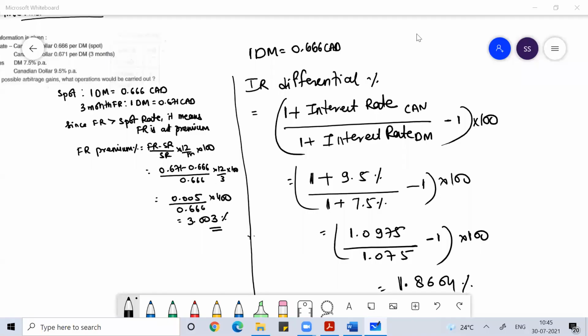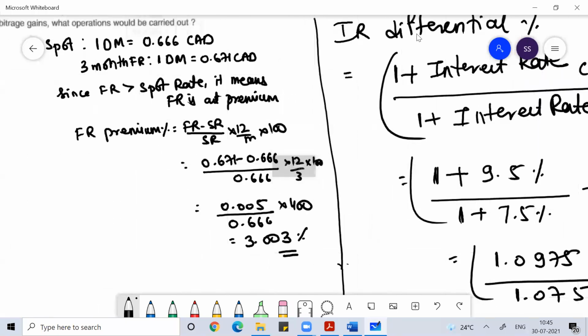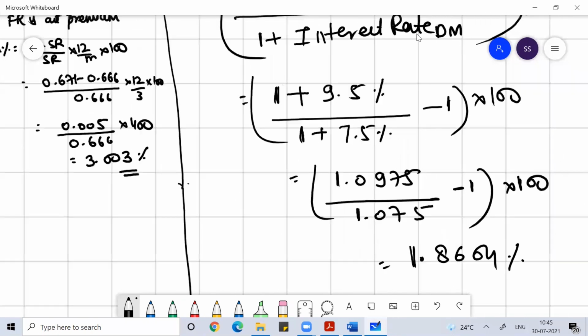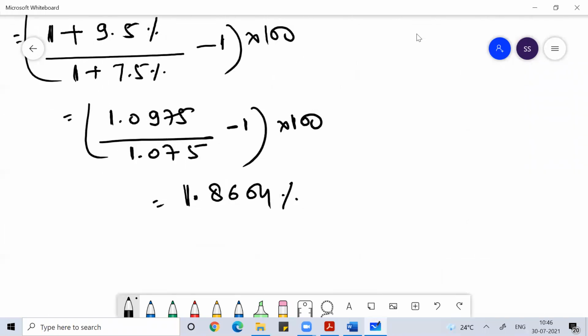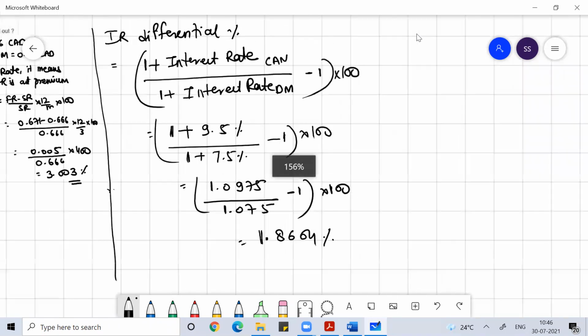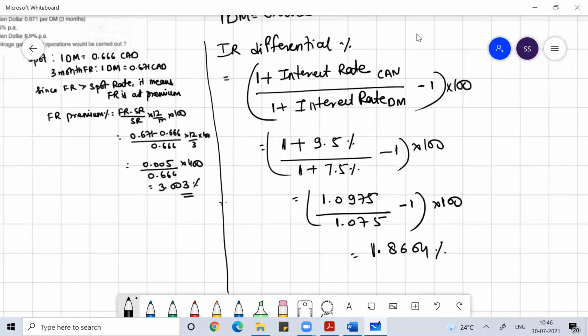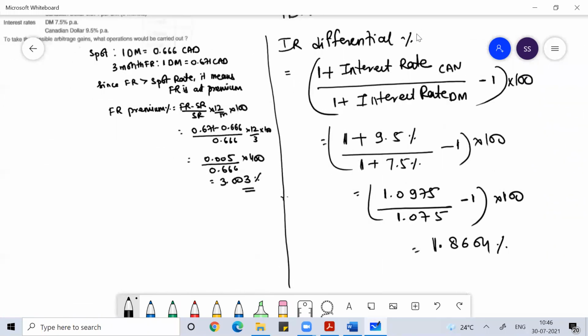The forward rate premium percentage I found is 3.003 percent, and the interest rate differential percentage I found is 1.8604 percent. So I can easily make out that the interest rate differential percentage is different from the forward rate premium percentage, which means there is a possibility of arbitrage.